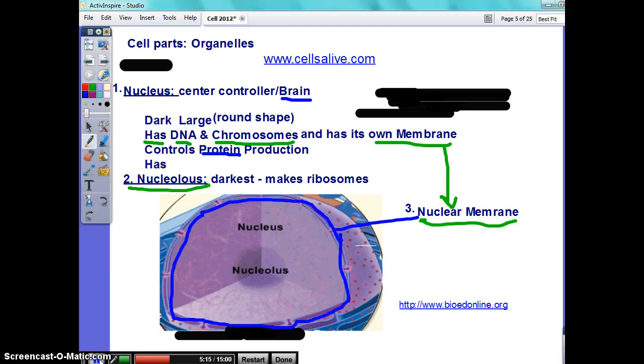All right, so just a recap. Nucleus has DNA, chromosomes, its own membrane. The membrane is called the nuclear membrane. It basically surrounds the nucleus. And you have to know all those parts, what they look like, and their function. Okay?